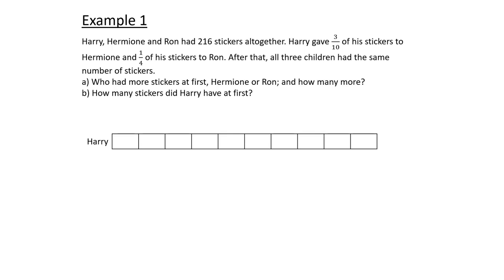We represent the initial number of Harry's stickers as the whole amount in a part-whole model. We don't know the exact number of stickers he had yet, but we can draw a bar to represent the total number. This bar is first divided into 10 parts because we know that Harry gives a number of tenths to Hermione. He gives 3/10. We divide each tenth into 2 parts. The bar now has 20 parts altogether to show the number of quarters that Harry gives to Ron. Harry gives Ron 1/4 of his stickers.